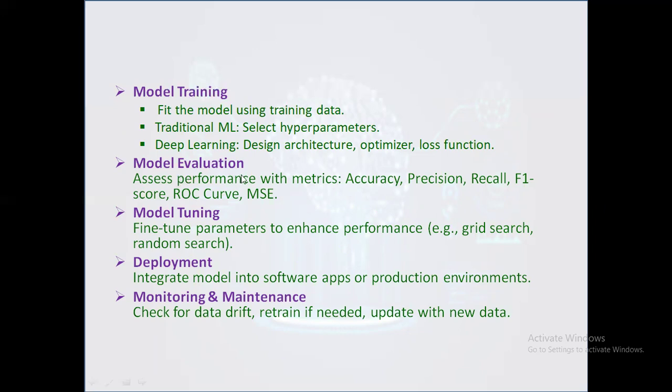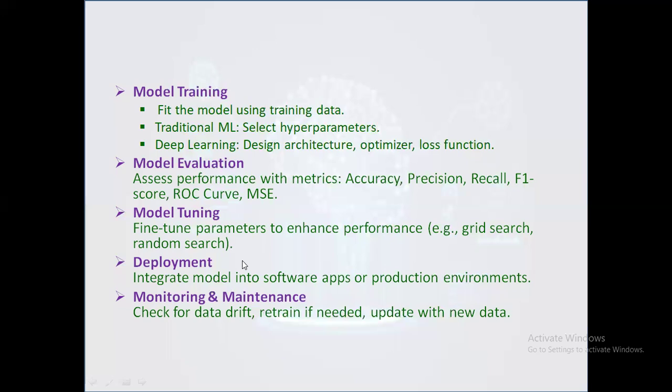Next, we have to go for the model evaluation. After training, the model is tested on a separate data set to determine how accurately it can make predictions. Evaluation is done using metrics such as F1 score, precision, recall, mean square error, and ROC curve, depending on whether the task is classification or regression. This we have seen in the previous lecture. Next, model tuning. Based on the evaluation results, model hyperparameters are tuned to achieve better performance. Techniques such as grid search or random search are used to find the optimal configurations.